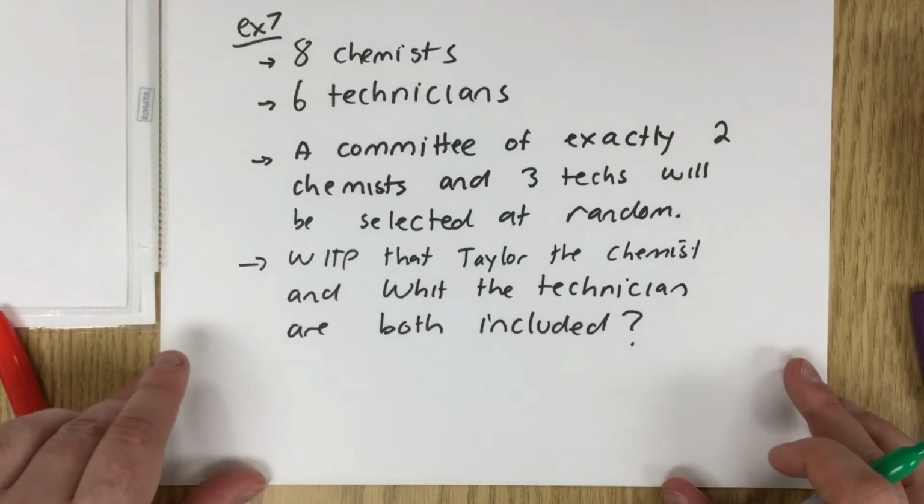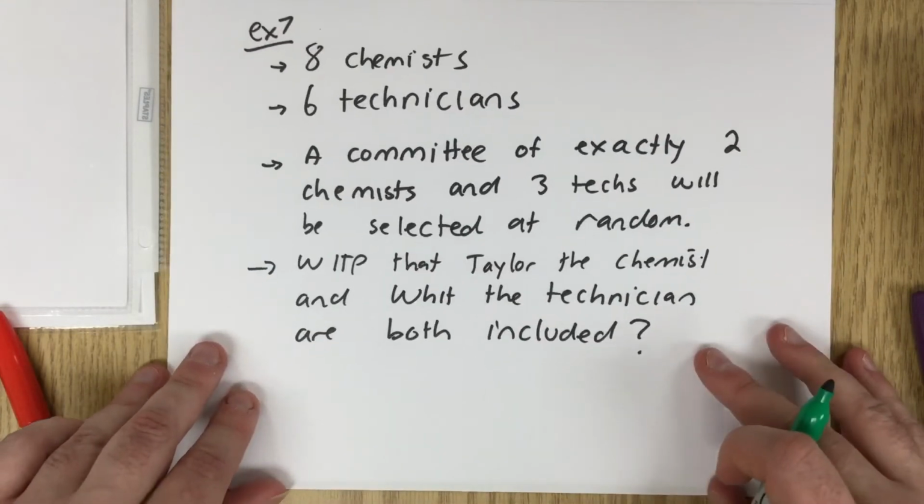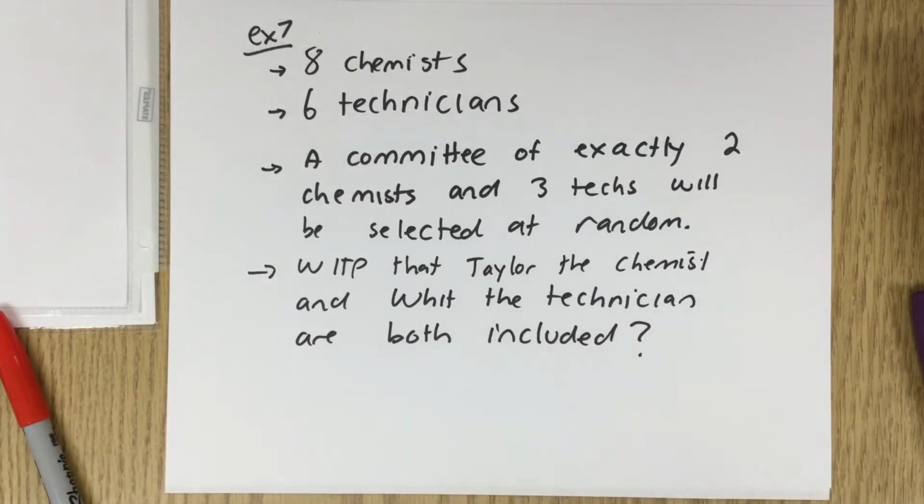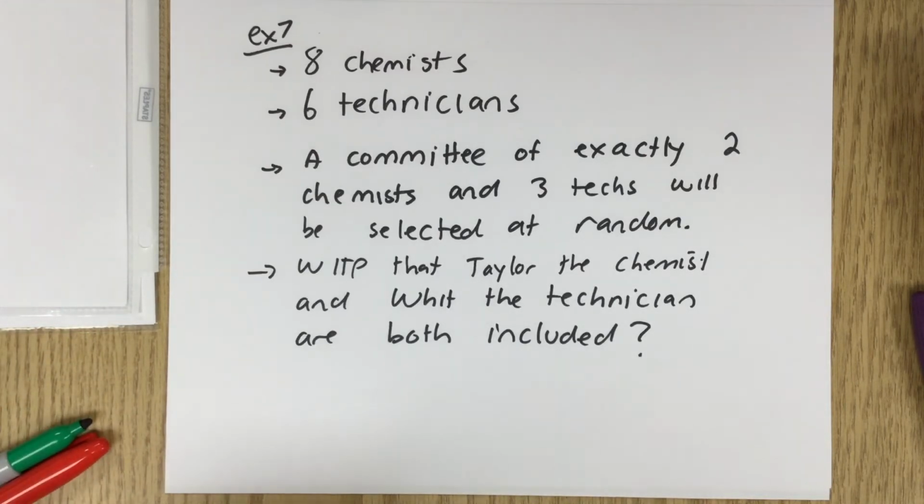Now we have this one. So you might want to pause the video and write it down. So we have 8 chemists. Now we're changing the numbers here. So it's going to be 8 chemists, 6 technicians, and a committee. So we know what it's going to be. It's going to be 2 chemists and 3 techs.